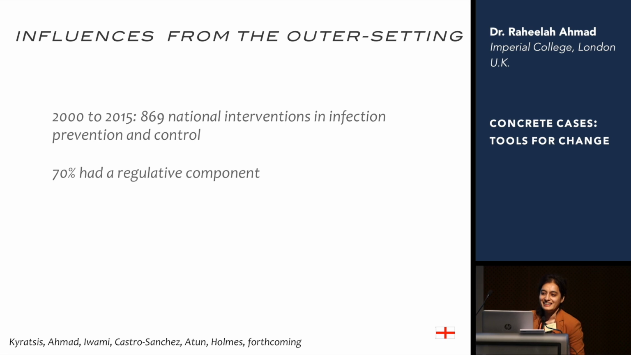So back to England again. When we had a look between 2000 and 2015, there were no less than 869 national level, macro level interventions in infection prevention and control. So that means a guideline, a recommendation, centrally driven. 70% of those had a regulative component. So when we're talking about governance and accountability, 70% of those were regulative in some way. And you may be thinking, why?